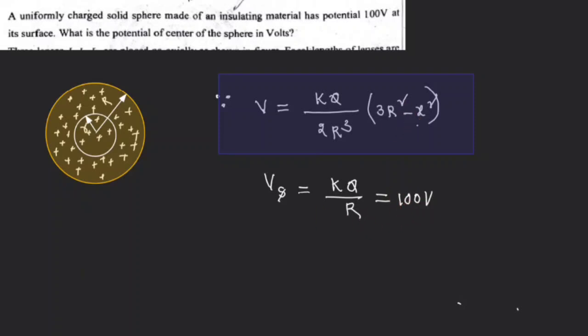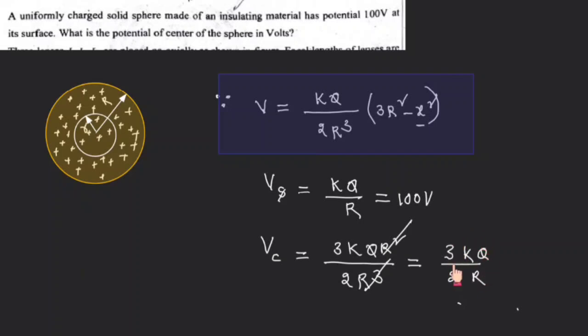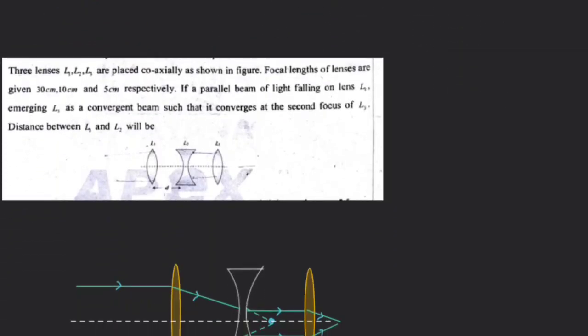Now since it is the center, x will be equal to 0. Therefore V at the center can be written as 3Kq by 2R cube into R square. One R cancels, so this is equal to 3Kq by 2R. And Kq by R is 100. Therefore 3 by 2 into 100 equals 150. That is the answer for that question, equal to 150.